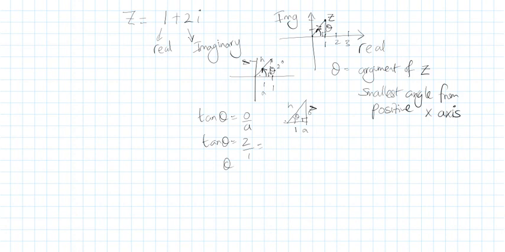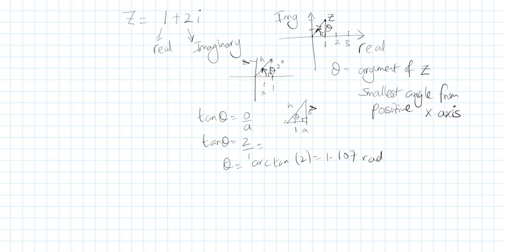So theta would be arctan of 2, which is 1.107 radians. Okay, arctan is the same as tan inverse. So this is how you find the argument of the complex number if it is found in the first quadrant. So here.